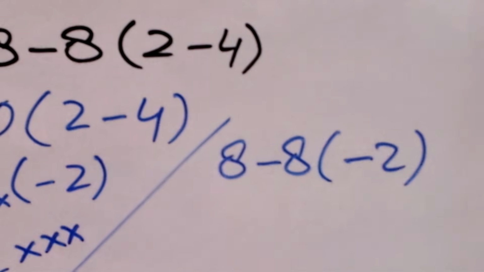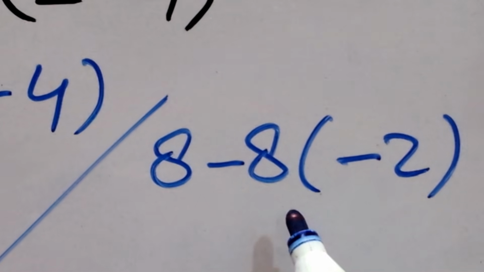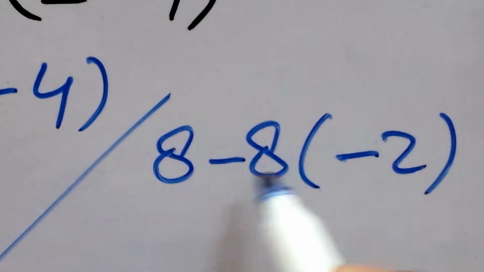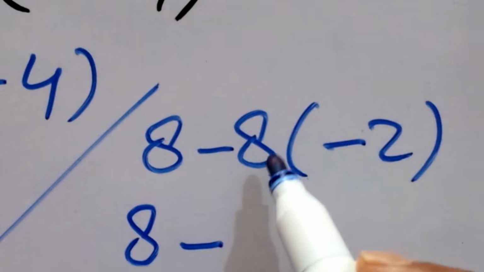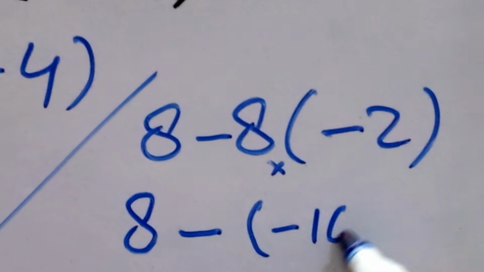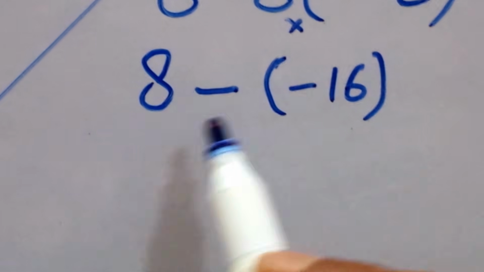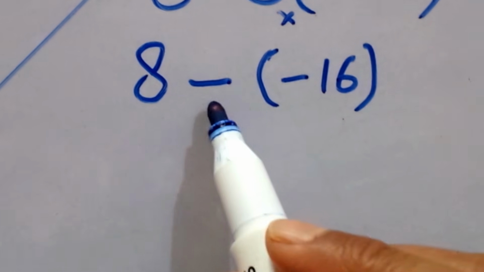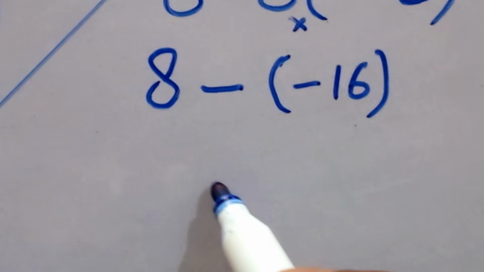Now 8 minus 8 and minus 2. So here is a hidden multiply. So 8 minus 8 times minus 2 equals minus 16. Yes. Now 8 minus minus 16. So minus and minus is plus. So 24.